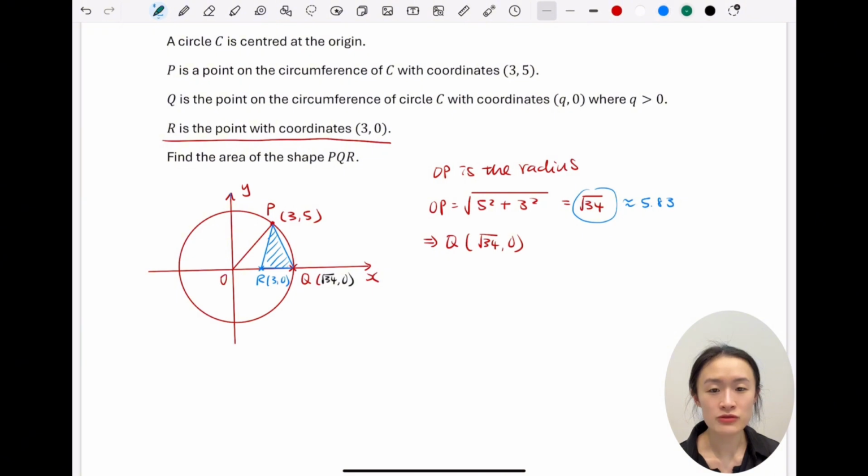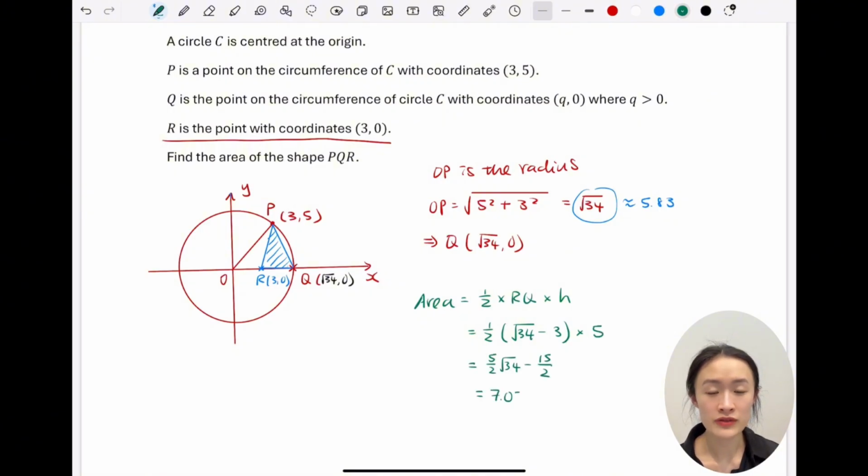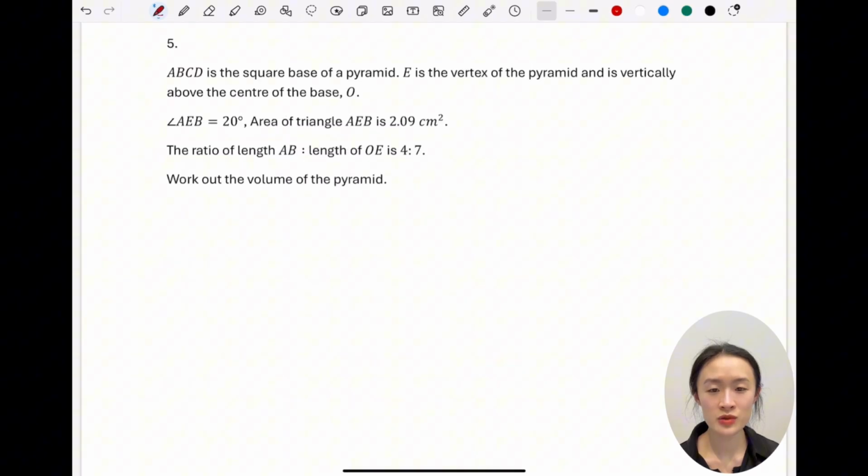As we can see, it's a right-angled triangle. So the area of this triangle is a half times base, which is RQ, times the height, which is PR. RQ is root 34 subtract 3, and the height is the y coordinate of P, which is 5. Therefore, the area is roughly 7.077. Okay, now moving on to the final question.